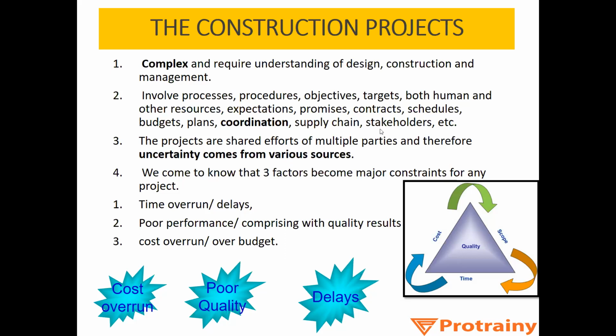There are huge stakeholders that we already saw. The projects are shared efforts of multiple parties, and therefore uncertainty comes from various resources. See, there is an IT project which 2 or 3 people sitting at their laptops are executing, but in a construction project, there are so many people involved, so many resources involved, that it becomes very difficult to control every party. That's why uncertainty can come from various places. So as a construction manager, you need to target those places.